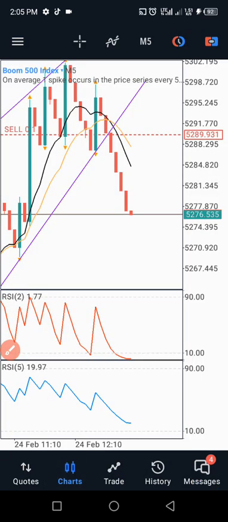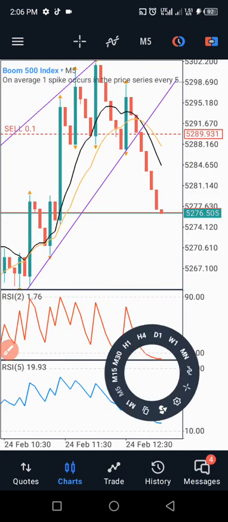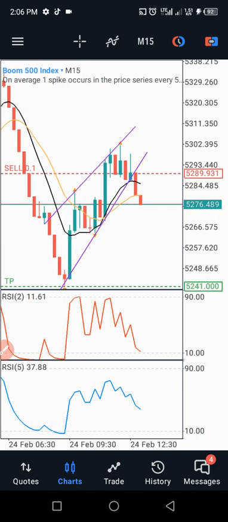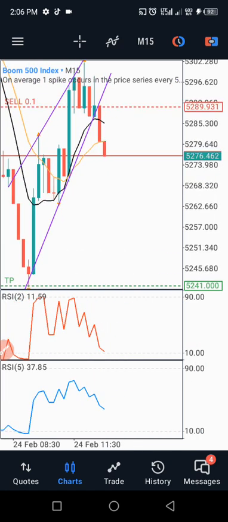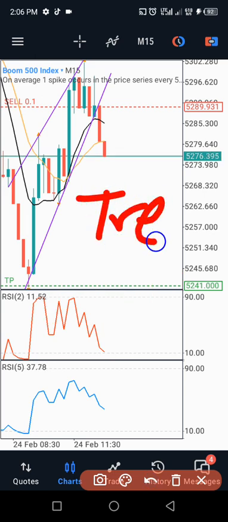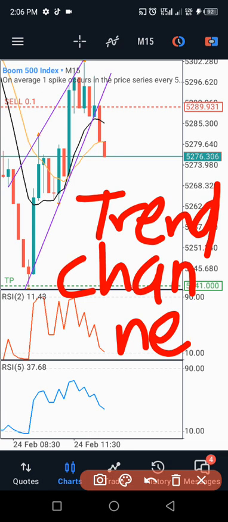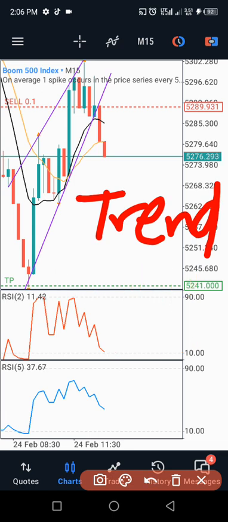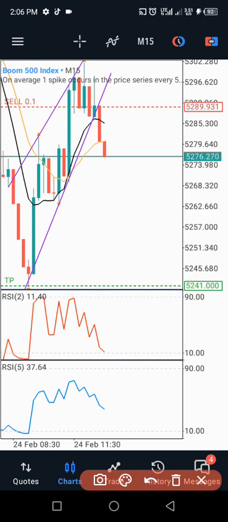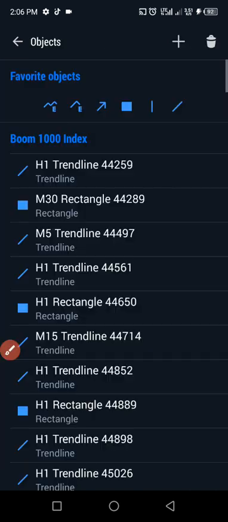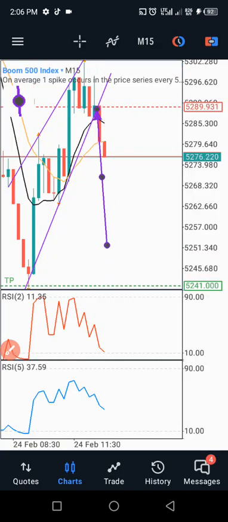Okay, so now you can see that we are in a trend channel. This is a trend channel, and we have already broken out from it. So in this trend channel, I'm going to show you how I was able to take this entry. You can see that it was at the break of this particular trend channel here that I was able to take this trade entry.